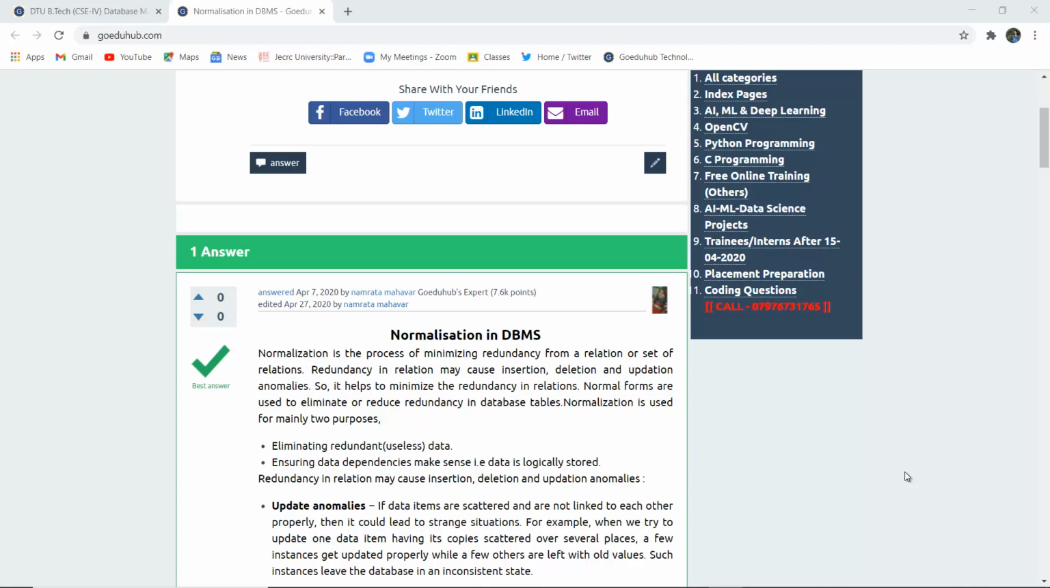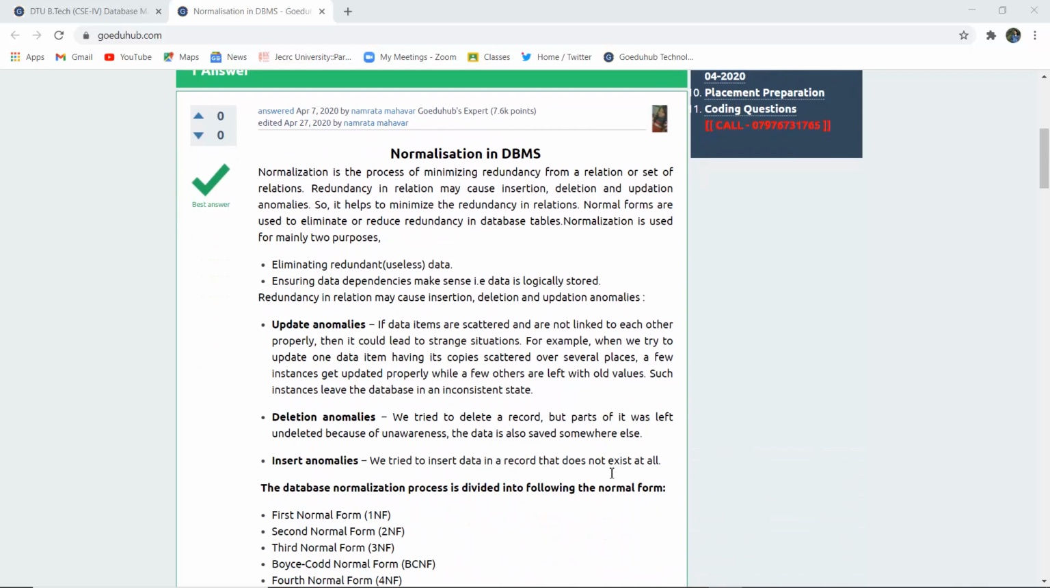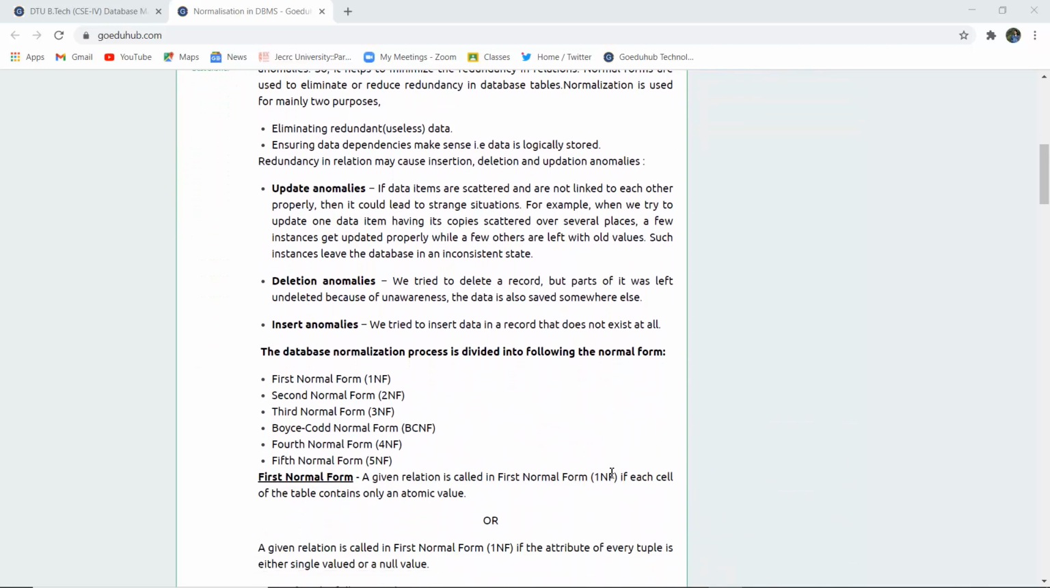Normal forms are used to eliminate or reduce redundancy in the database table. The two main purposes of normalization are eliminating redundant or useless data and ensuring data dependency makes sense, that is, data is logically stored. Not every piece of data that is not dependent on each other should be stored, just using up storage space. That is not important. We have to store the data logically, and definitely eliminate the redundant or useless data. Redundancy in a relation may cause insertion, updation and deletion anomalies.